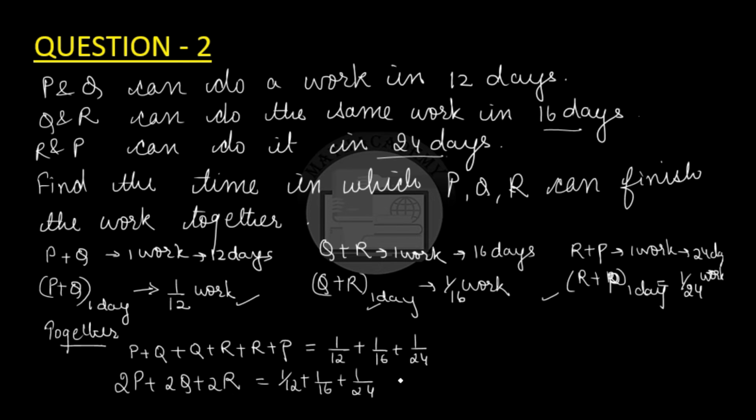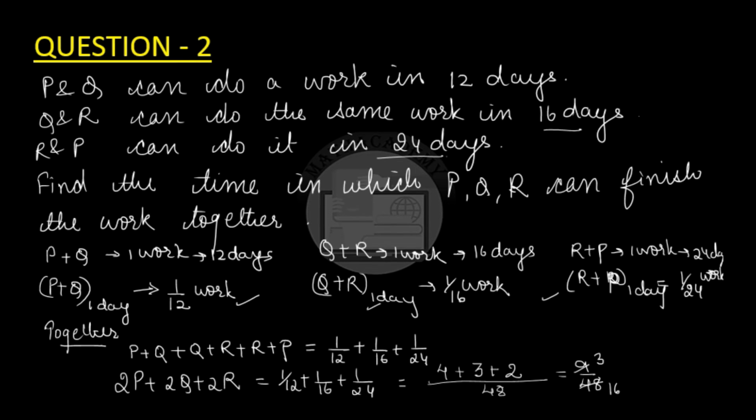So when we try to add them, the LCM is 48. 12 fours are 48, 16 threes are 48, and 24 twos are 48. We get 9 over 48, which is 3 over 16. This means that when 2 P's, 2 Q's and 2 R's work together, in 1 day they can do 3 by 16 of the work.